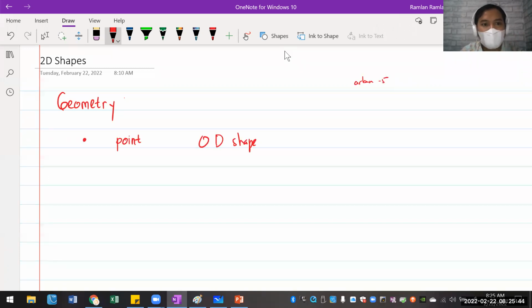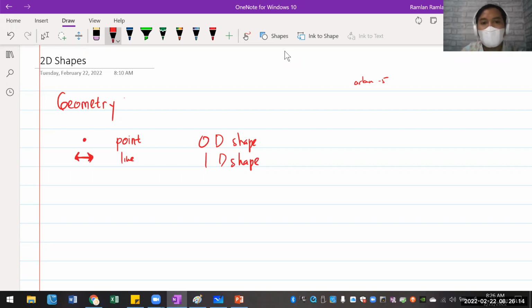Next, after we make a point, if we have two points, we can connect them and make a line. This one is a line, or a line segment, or let's just say the line. A line is actually a one-dimensional shape, because you can only go in one direction, left or right.